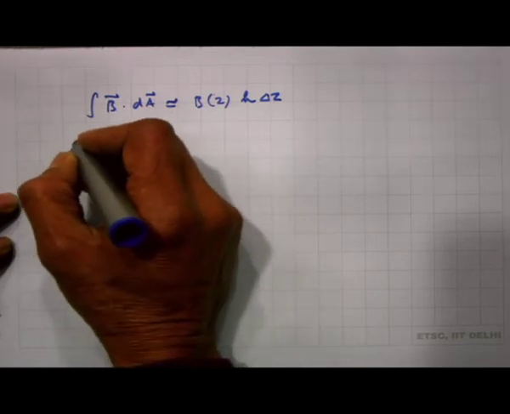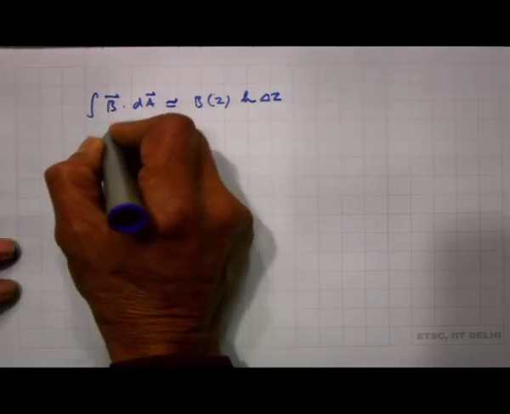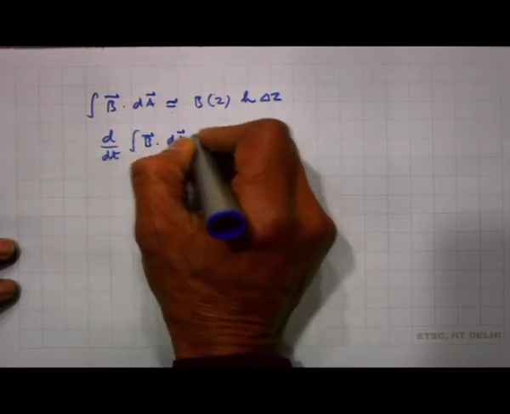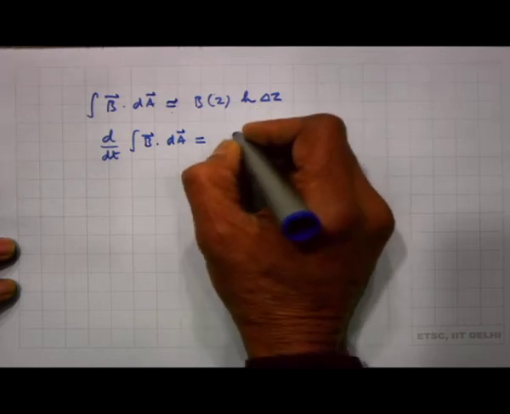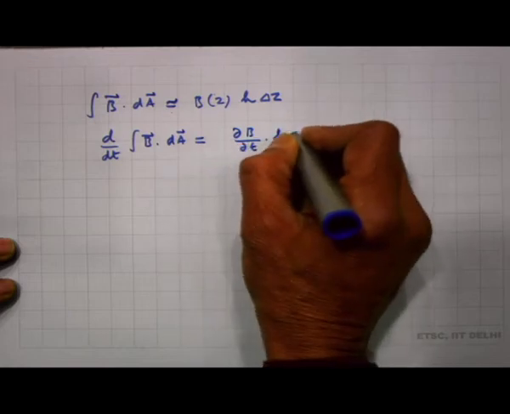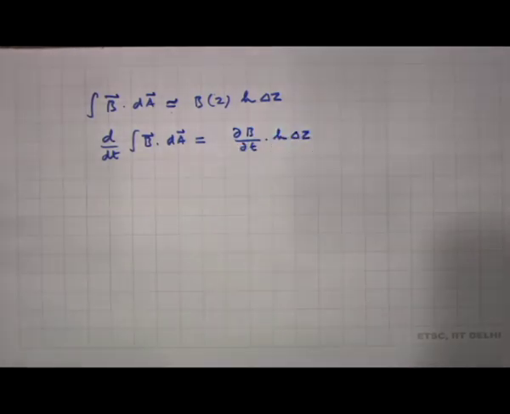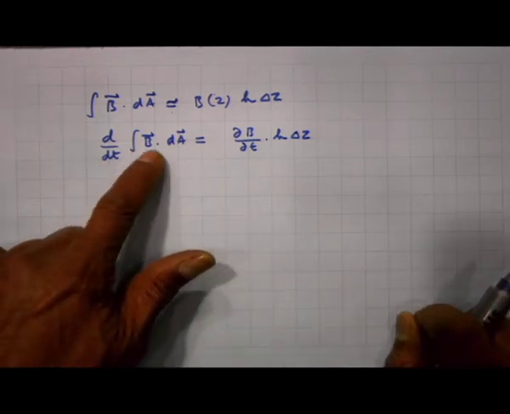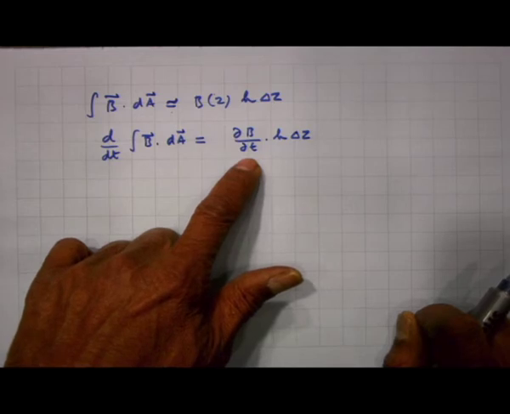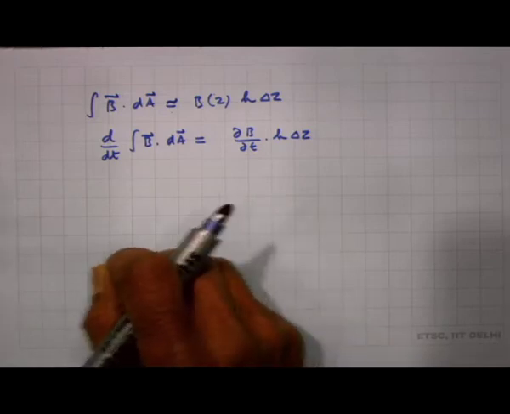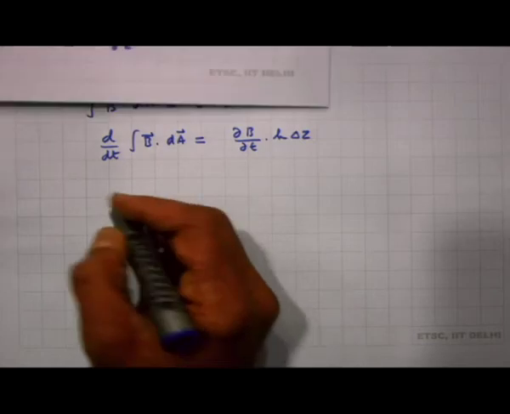So, for Faraday's law, I must calculate d by dt of integral B dot dA, which is nothing but, I will again write as before, del B by del t into h delta z. Because the magnetic field depends on position and time, I am differentiating with respect to time, and so I write it as a partial derivative of B with respect to time into h delta z. So, that I have got, and I have got the left hand side of the Faraday's law. So, I just substitute into this equation.